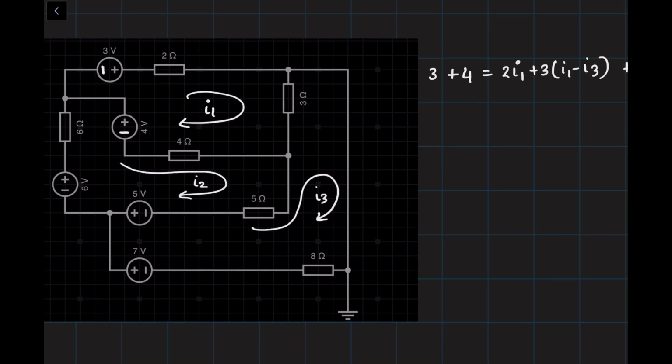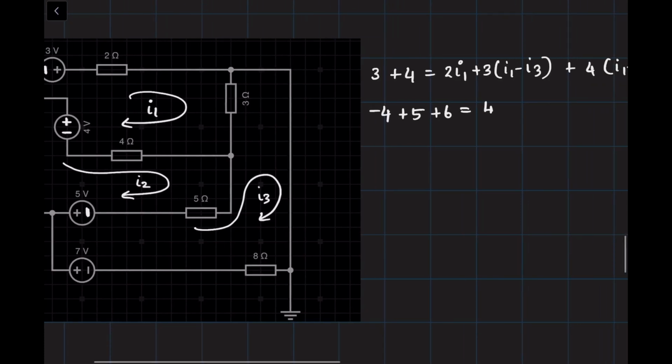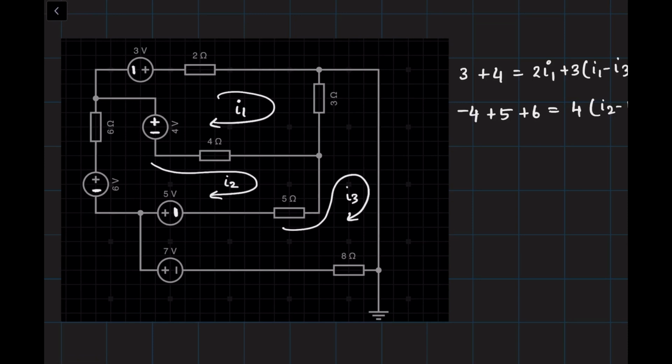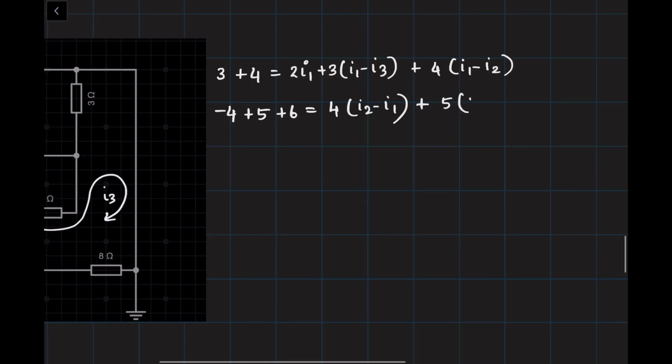Loop 2. If you move in the clockwise direction, you can see the positive end of the battery, so minus 4. Moving forward, you can see a negative end of the battery, so plus 5. Moving forward, you can see a negative end of the battery, so plus 6 equals resistors. When you take the 4 ohm resistor, the current flowing through it will be I2 minus I1, correct? Equals 4 into I2 minus I1. Now, plus, the 5 ohm resistor, the current flowing through it will be I2 minus I3. So plus 5 into I2 minus I3.